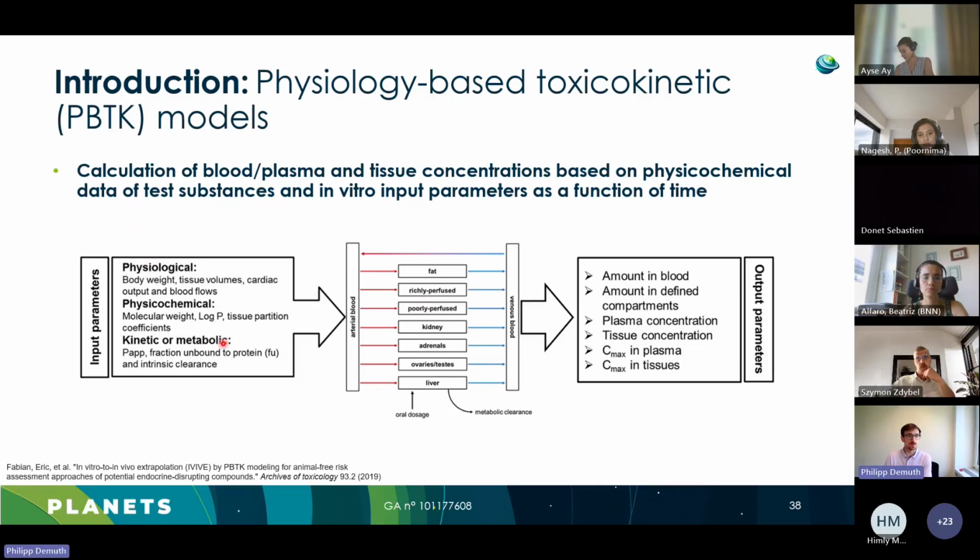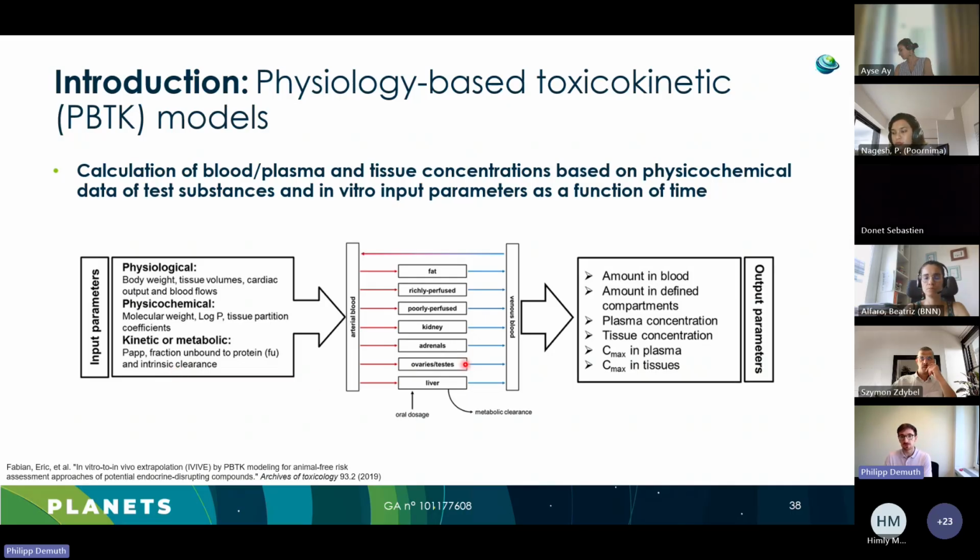Then you have physicochemical input parameters, and those depend on the chemical. So this could be molecular weight, log P, or the tissue partition coefficients, which mostly also depend on the log P and the polarity of the compound. And then you have kinetic or metabolic input parameters, and those depend on the compound, but also on the organism. So this can, for example, be the intrinsic clearance, which gives you information about how good the compound is metabolized.